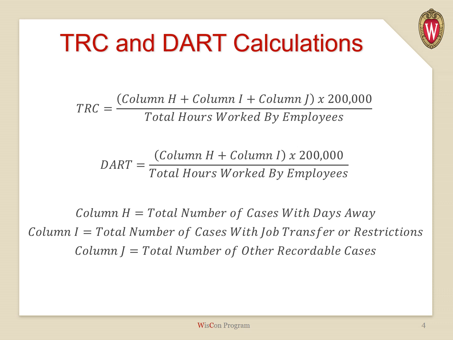The DART calculation is basically the TRC calculation, but it omits column J, the other recordable cases. A DART is equal to the number of OSHA recordable injuries and illnesses that resulted in days away from work, a job restriction or transfer, multiplied by 200,000 and then divided by the total number of hours worked by all employees in the establishment. Using this formula, add columns H and I together, then multiply by 200,000 and divide by the total number of hours worked by all employees.